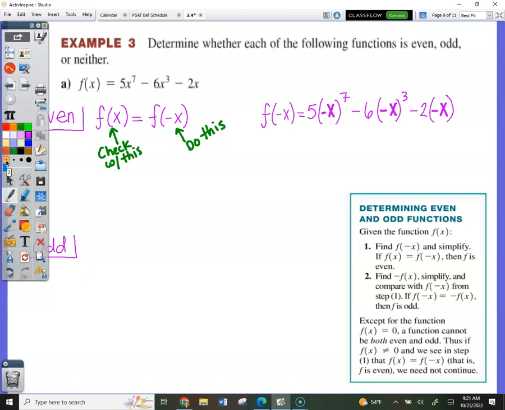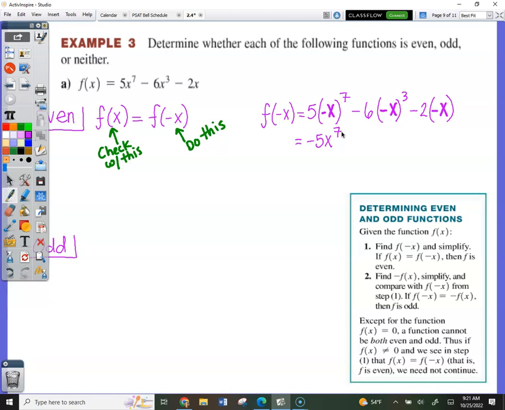This is checking if you know the rules of your even and odd exponents. Do you know that if you have a negative value to an odd power, it's going to come out negative? If you have a negative value to an even power, it's going to come out positive. That's what it's checking. So right here, this would end up being 5 times negative x to the 7th, because that would come out negative, correct? So that would be negative 5x to the 7th.